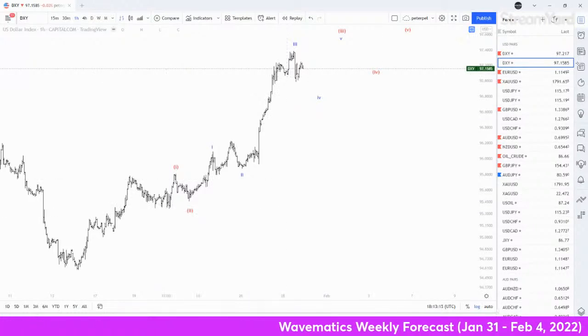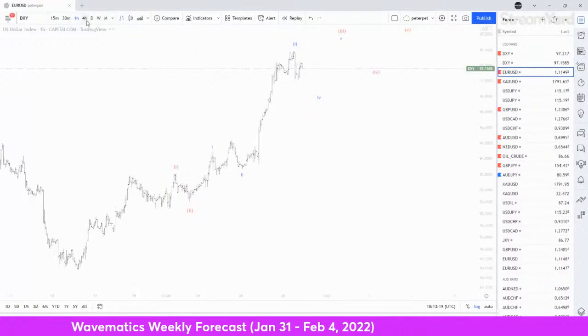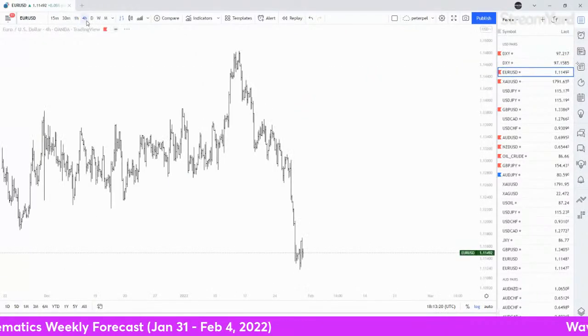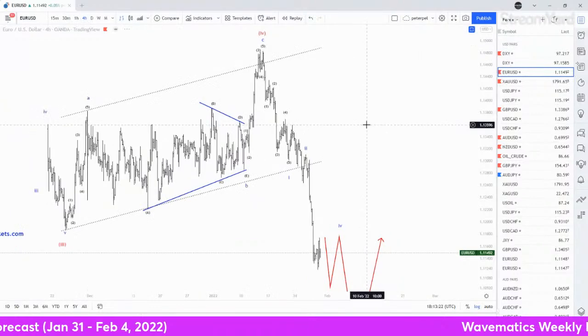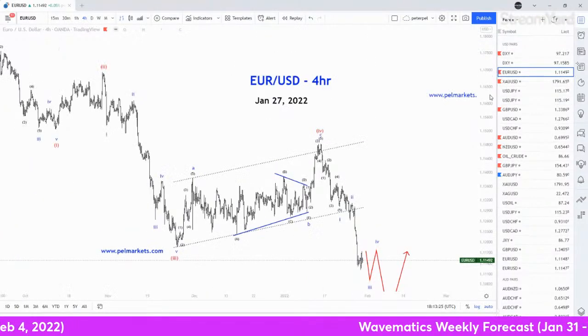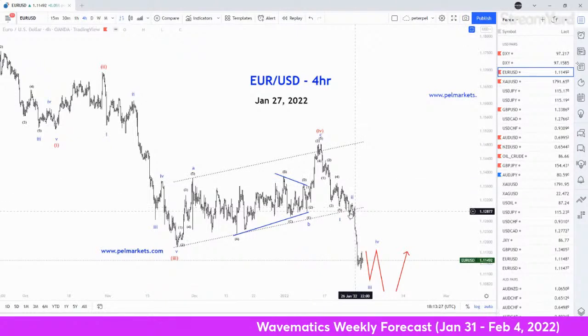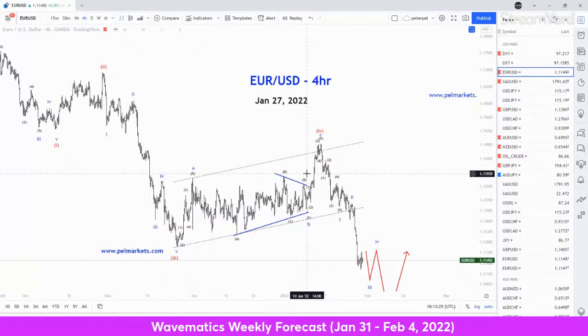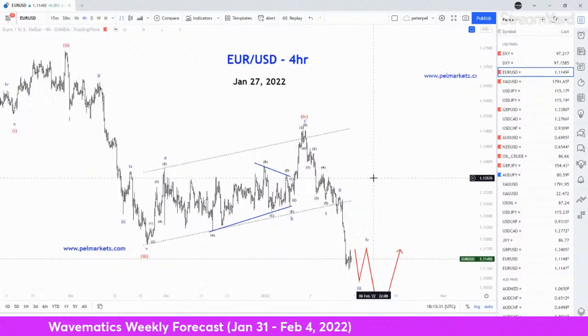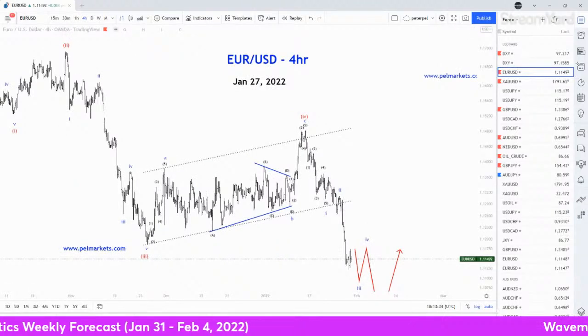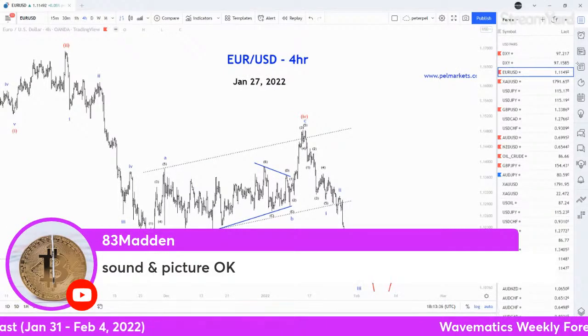Now let's jump straight to the Euro USD. In Euro USD, we've been discussing this pair for some time now. If you can remember, we were looking at the breakout of this particular channel, and we did get the breakout.